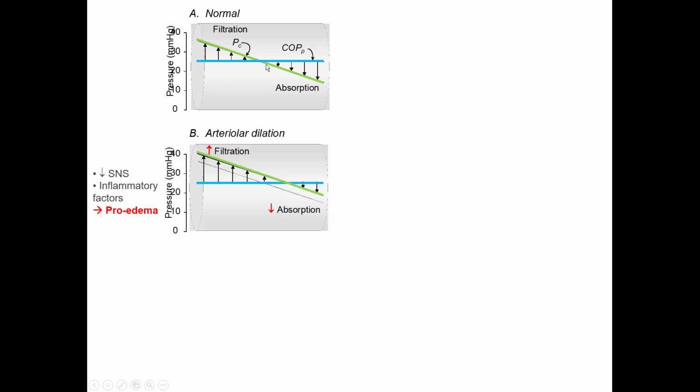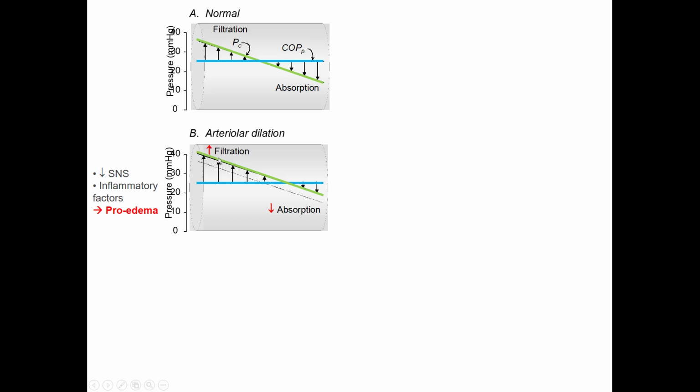Now let's look at the effect of arteriolar dilation. So a couple of things that can lead to dilation of the arterioles would be decreased input to the sympathetic nervous system or the release of inflammatory factors like histamine, for example. And this dilation would cause increased hydrostatic pressure throughout the capillary, which would lead to an increase in filtration, which could cause edema. So here there's a higher initial capillary hydrostatic pressure because of this arteriolar dilation, and the resistance across the capillary hasn't changed.